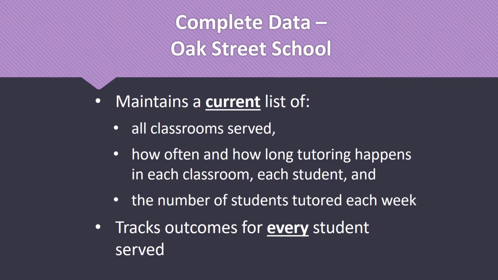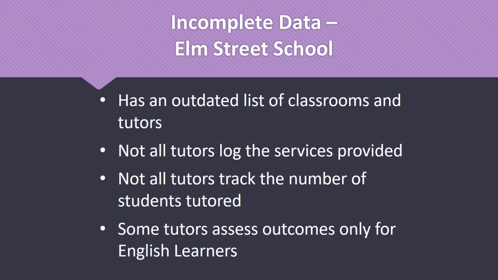This is an example of complete data about a tutoring program. As you can see, all data is current and represents both outputs and outcomes fully. What makes this data incomplete? The lists of classes and tutors are not current. The logs are incomplete. Outcomes are only assessed for English learners.